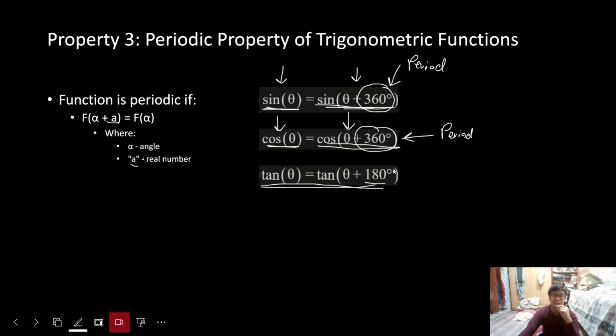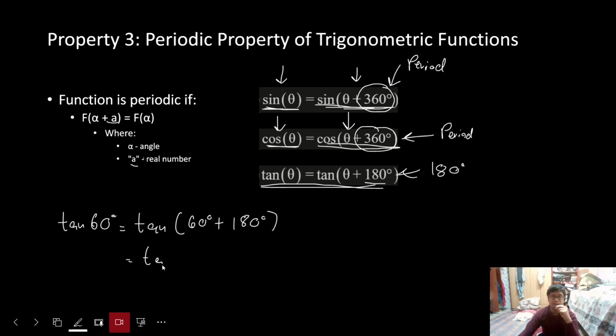Here, on the other hand, the period is 180 degrees. But why not 360 degrees? Let's try to have some example. Tangent of 60 degrees. Remember that tangent here is theta plus 180. So let's just say we have 60 degrees plus 180 degrees. I do believe it's 210 degrees. Or maybe it's 240. Oh, it's actually 270.